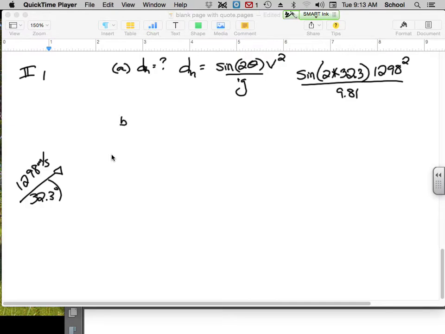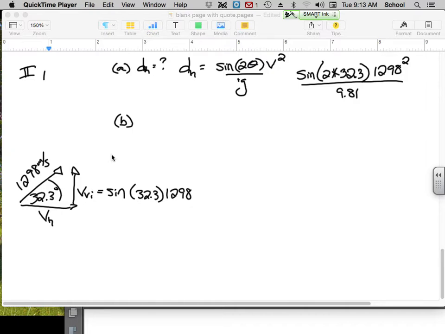For part B, we want to know how high it got at its peak. Of course, if it's traveling at this angle, it's going both over to the side, which would be the VH, and it's going up, which would be the VVI. We find the VVI, since it's the opposite side, using the sine of the angle, 32.3, times the hypotenuse, which is the 1298, and this will tell me what my VVI is.